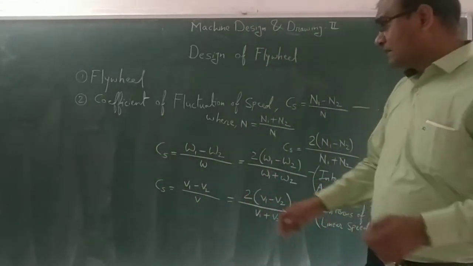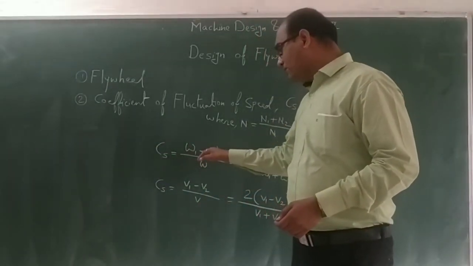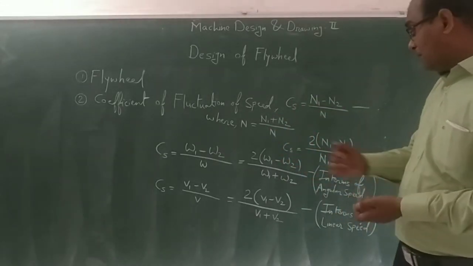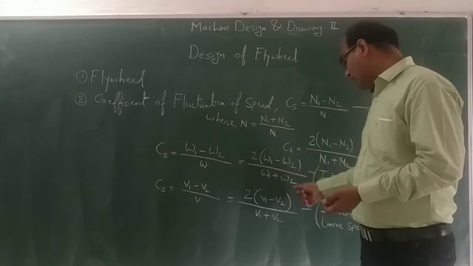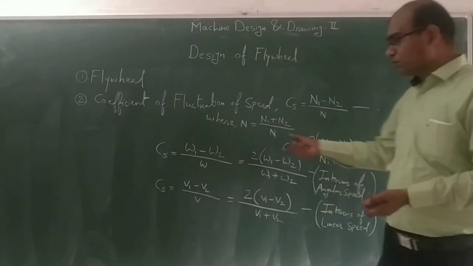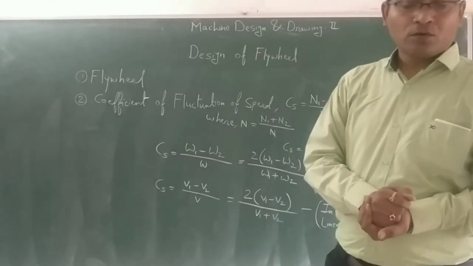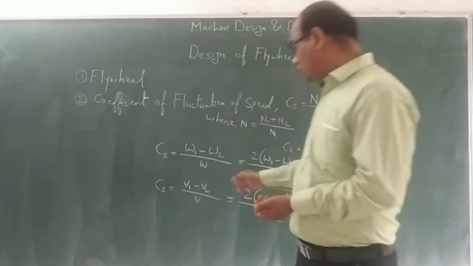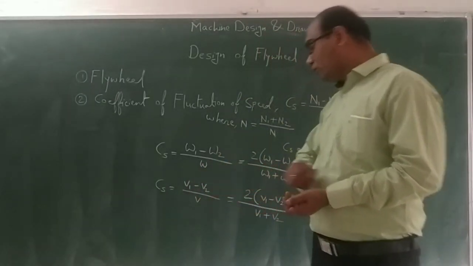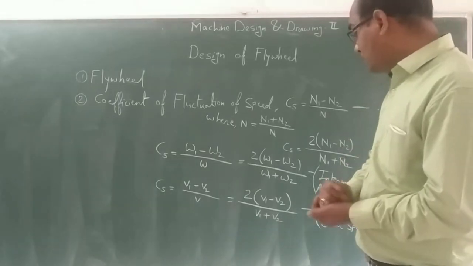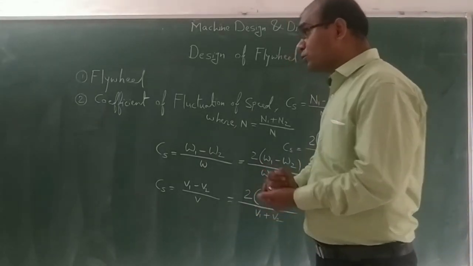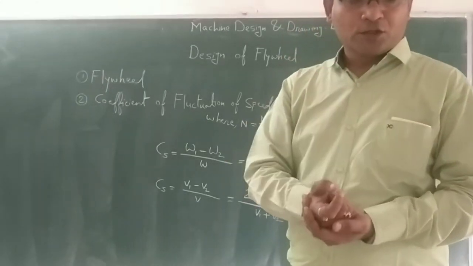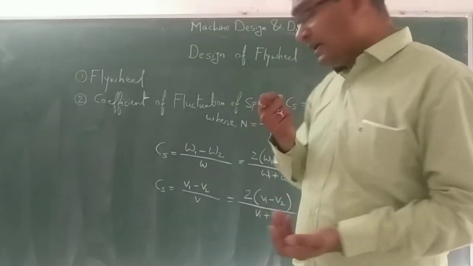Then in the second type, CS equals omega 1 minus omega 2 upon omega, equal to twice omega 1 minus omega 2 upon omega 1 plus omega 2. That is in terms of angular speed, because omega denotes angular speed. Then CS equals V1 minus V2 upon V, that is, twice V1 minus V2 upon V1 plus V2, in terms of linear speed, because V denotes velocity.